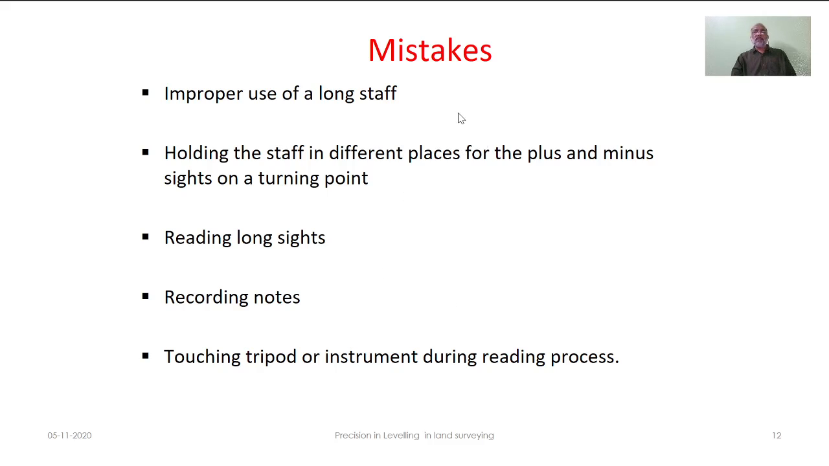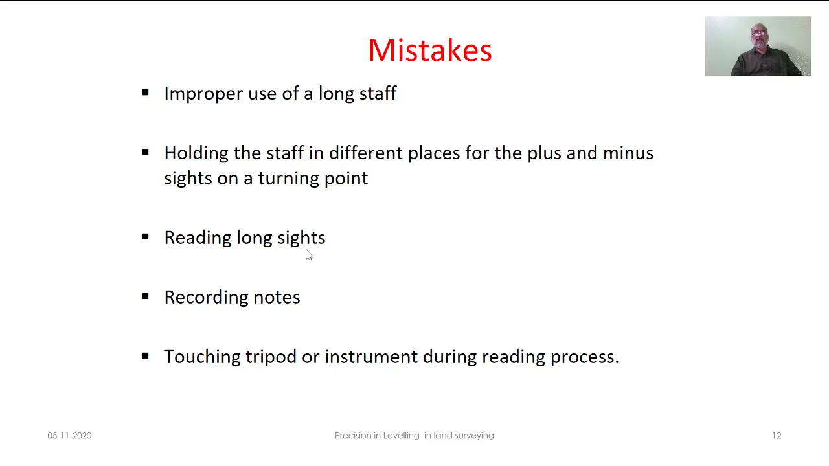In addition to errors, we can also take into account the mistakes. It could be related to improper usage of the staff, holding the staff at different places for foresight as well as backsight. There could be wrong readings. As you know, the length of backsight or foresight for a category of the leveling work had better be restricted to 50 meters.